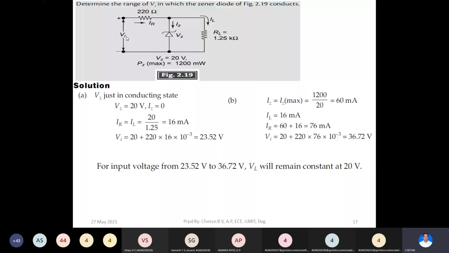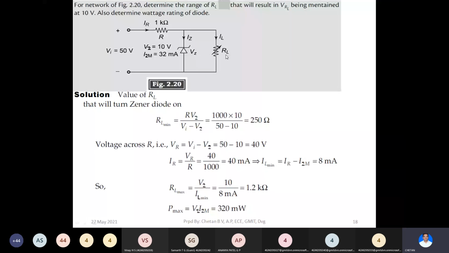Similarly, in the third case, here they have asked to give the range of RL, the minimum and maximum value of RL. But in some problems, they may give the range for RL, the minimum and maximum value of RL, and in turn ask you to find out the minimum value of Iz and maximum value of Iz. If you have to find out the minimum value of Iz, then you have to consider the minimum value of RL; for the maximum value of Iz, you have to consider the maximum value of RL. So I hope this is clear.